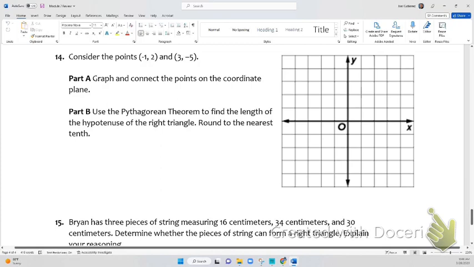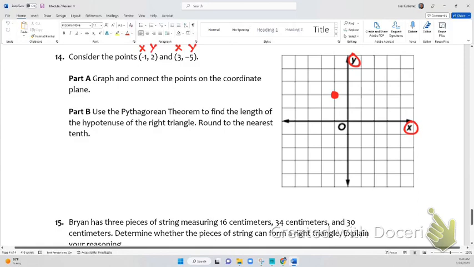For number 14, this is one of my favorites because I like to graph. I know some of you guys either have a love or hate relationship with graphing. So on coordinate points, I always like to put x and y. You'll notice over here, they've already listed which one's the x and the y axis. So first I locate -1 on the x-axis, that's to the left of the 0, and then up 2. So I go left 1, up 2, so my first point is going to be here.